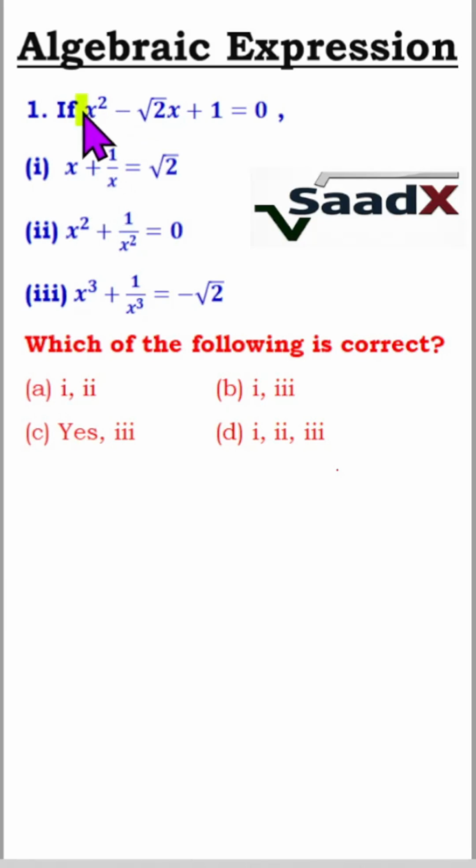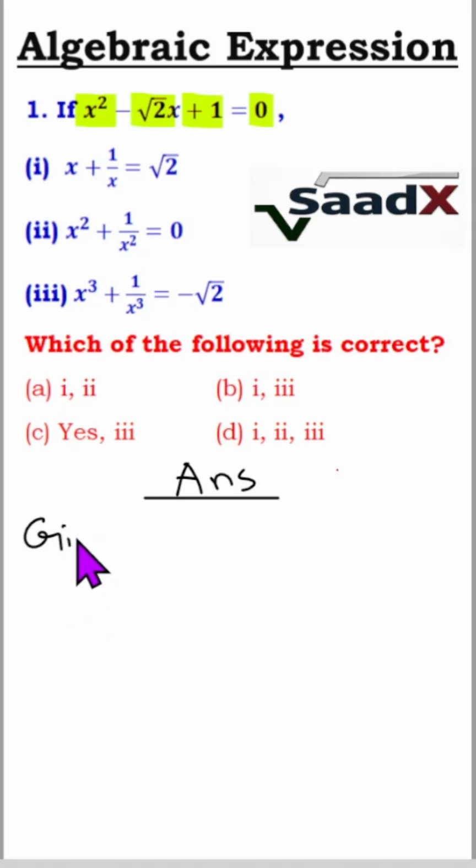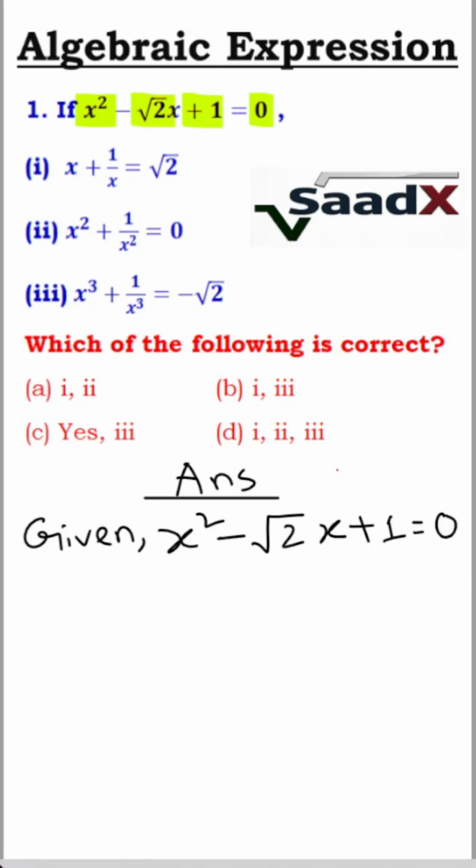If x square minus root 2x plus 1 equals 0, we have to find which expression is correct. So first, here is the answer. Given x square minus root 2x plus 1 equals 0. So from here we can write x square plus 1 equals root 2x.